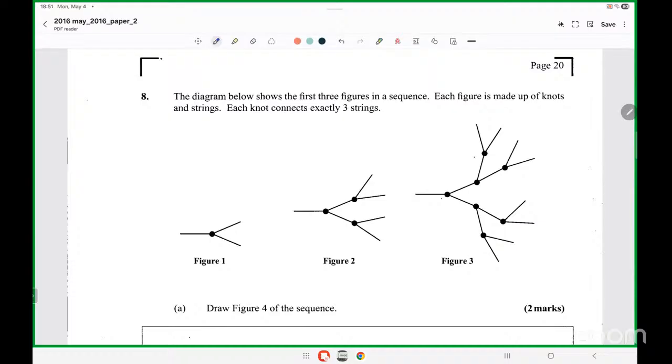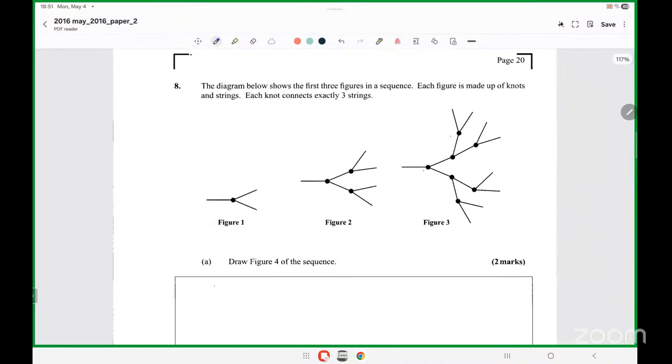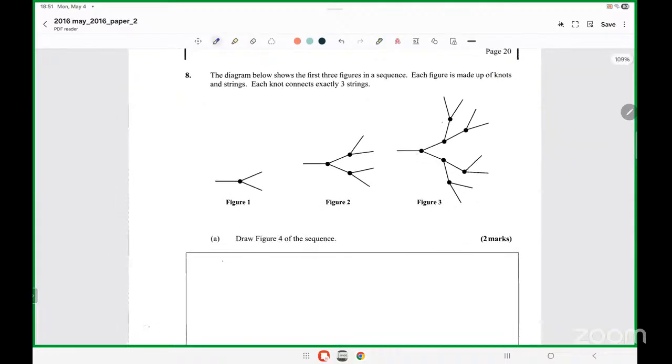So the question says each figure is made up of knots and strings. Each knot is connected to 3 strings. But what they are adding is this: a dot, a knot and 2 strings to each end, at the end of each string. So to draw figure 4, you just have to draw this one and then add this thing onto each end.